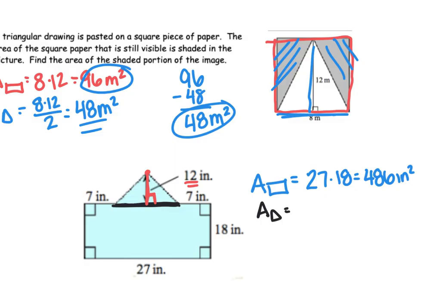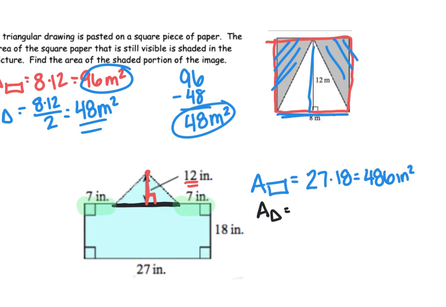So to find the base of that triangle, what we do know is that this entire length all the way across the top of this rectangle is going to be 27 inches because that's what it's labeled down here. So its opposite side would be the same, 27 inches. And then what we also know is that of that 27 inches, 7 of it is used here and 7 of it is used here.